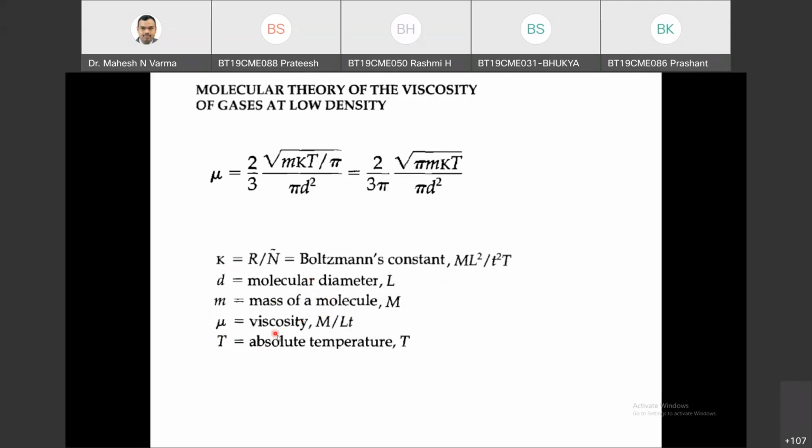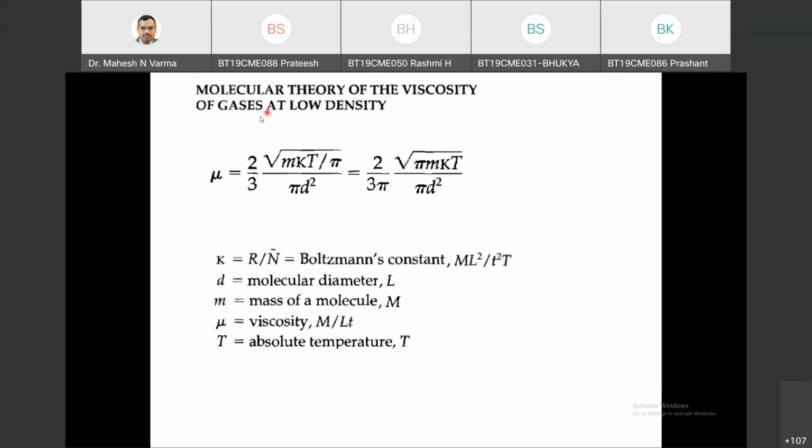Mu is the viscosity, and the dimension is mass divided by length and time. So d is the molecular diameter, in length. L stands for length. Mass is in m, so kg or gram accordingly. So this is the viscosity, mass divided by length and time, and T is the absolute temperature. It is measured in Kelvin. Okay. So this is a dimensionally consistent equation. If you go and check, you will get a dimensionally consistent equation.